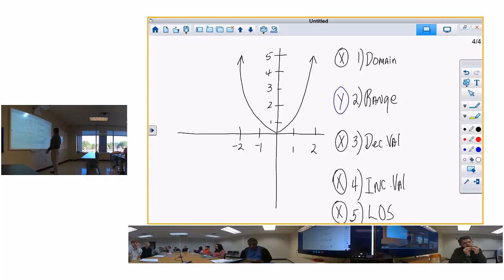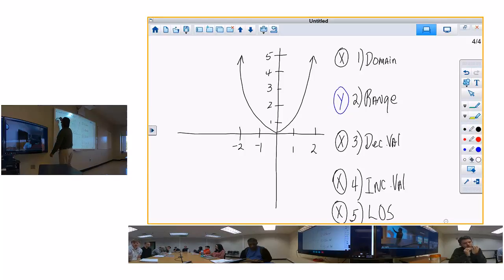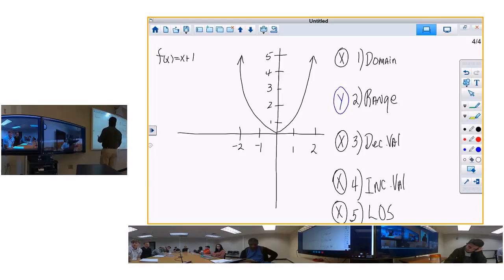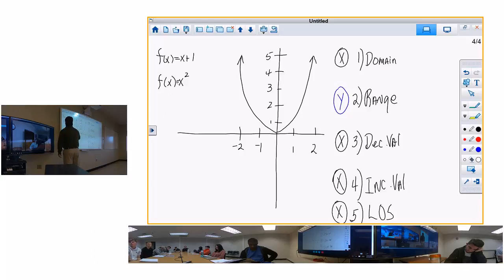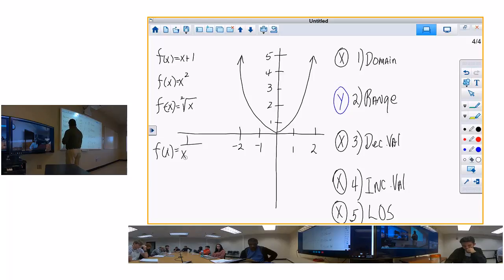So if I give you a function like f of x is equal to x plus 1, you can put anything in that. You can put negatives, you can put positives, you can put square roots, you can put cube roots, you can put fractions, you can put anything. What if I give you f of x is equal to x squared? I could put anything in an x squared function. But if I give you a radical and an even index, or if I give you a fraction, then the domain is going to be affected.